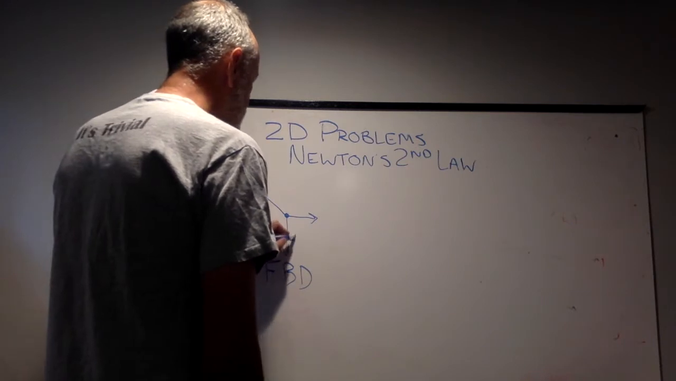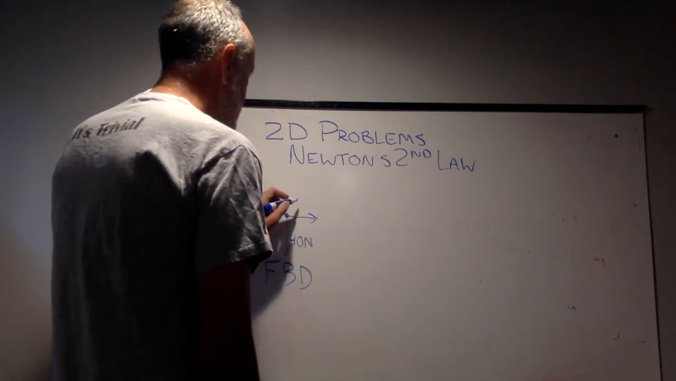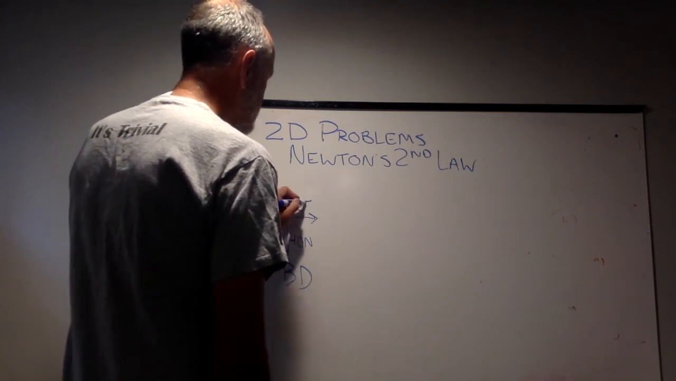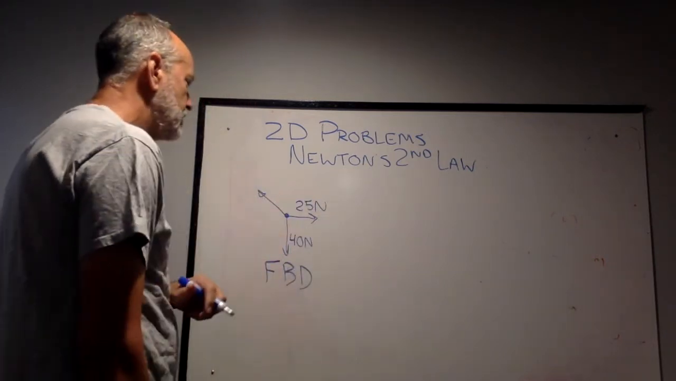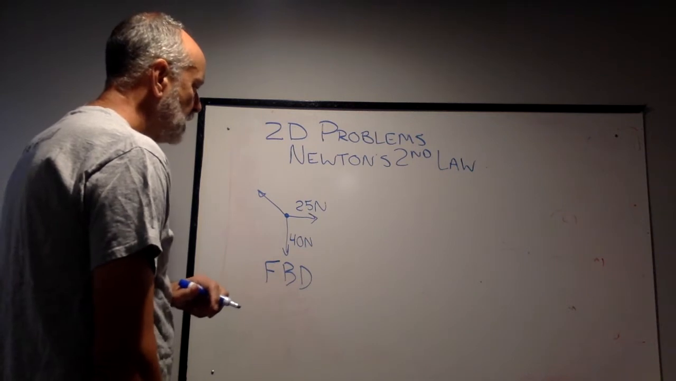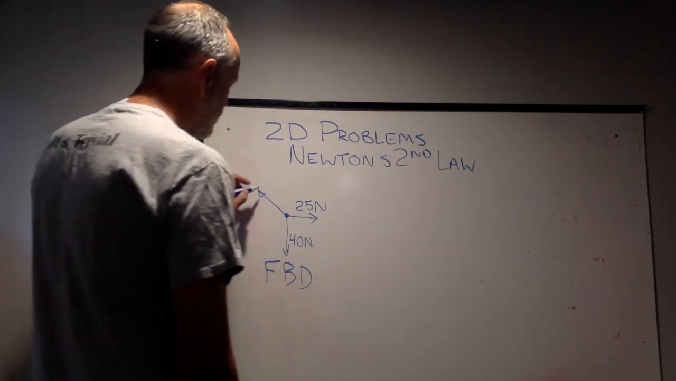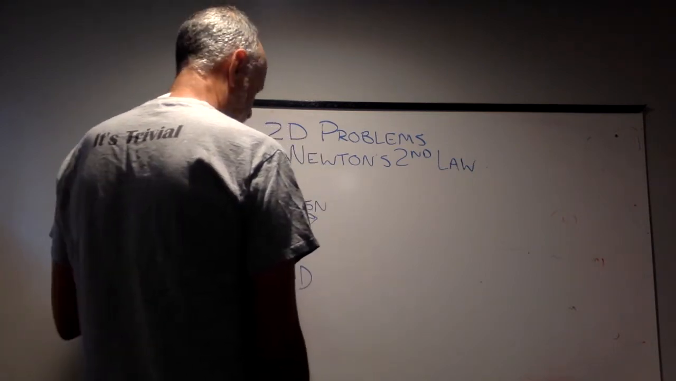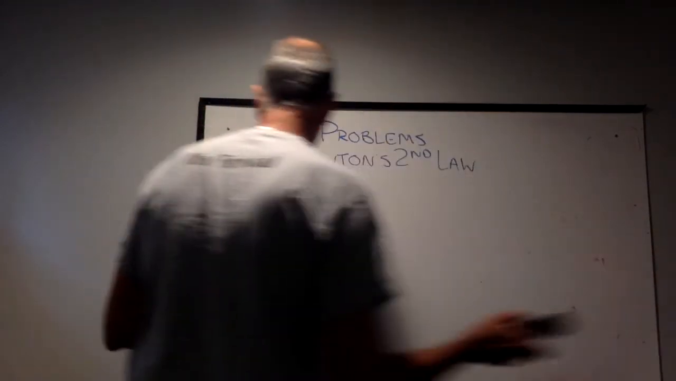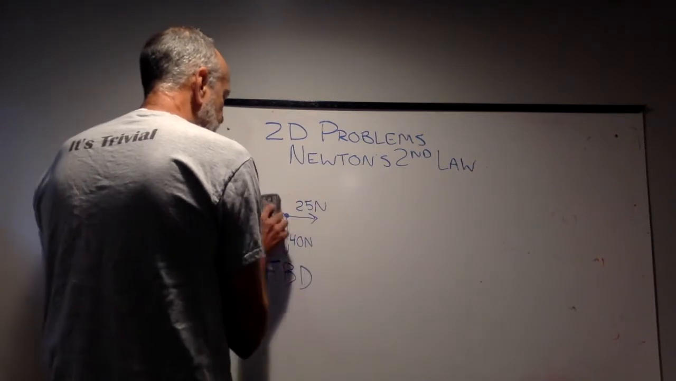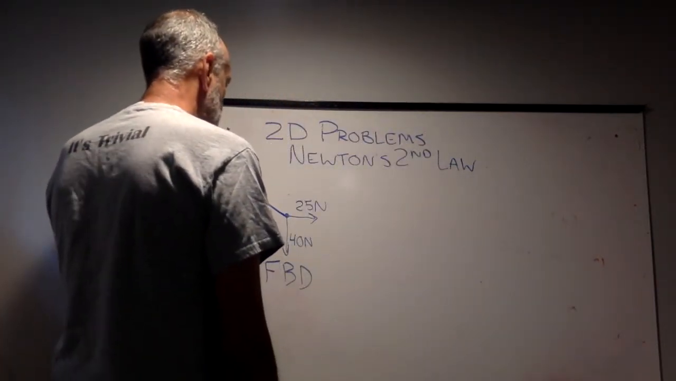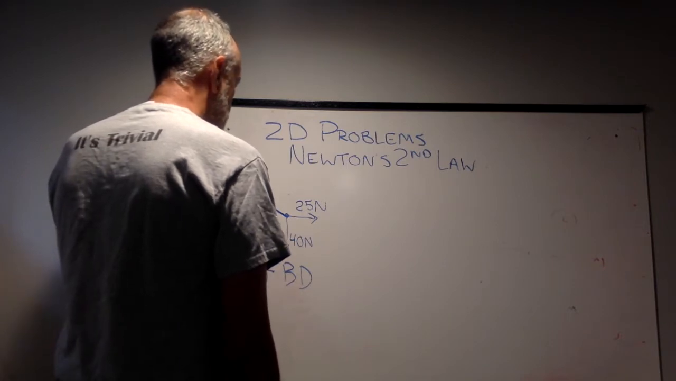Let's say 40 newtons and 25 newtons to the right, and let's say this is also 40 newtons, and its angle of, I'm going to change that just a tiny bit. I just want that angle not to be 45. I'm going to make that angle 30 degrees and 40 newtons.